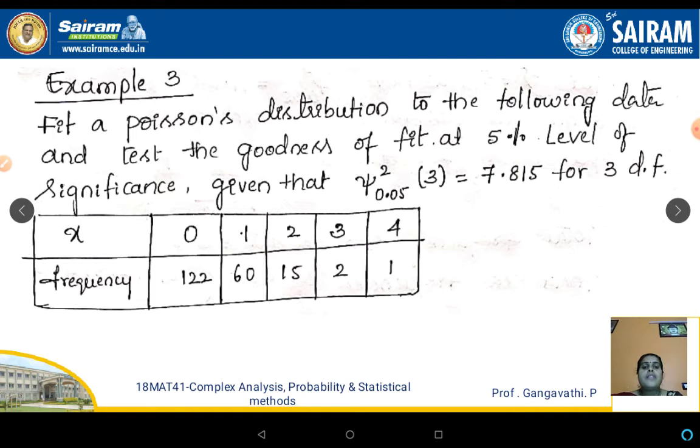Fit a Poisson distribution to the following data and test the goodness of fit at 5% level of significance. Given that chi-square 0.05 at 3 is 7.815 for 3 degrees of freedom. The x values are 0, 1, 2, 3, 4, and the frequencies are 122, 60, 15, 2 and 1. So we have to check whether the data follows the goodness of fit with Poisson distribution.